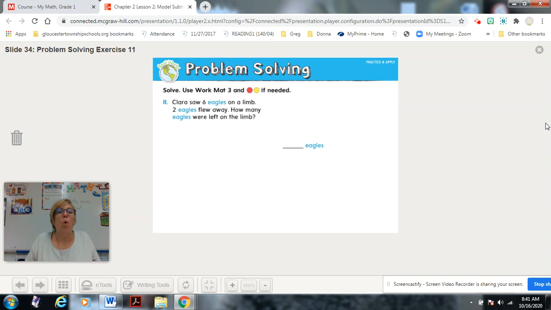Think about what the whole is. That's right, the 6 eagles. 2 of them flew away. Pause and figure it out. Okay, here's your answer. Check it and see. Yep, 2 of them flew away. That's right, that left 4 of them on the tree limb.